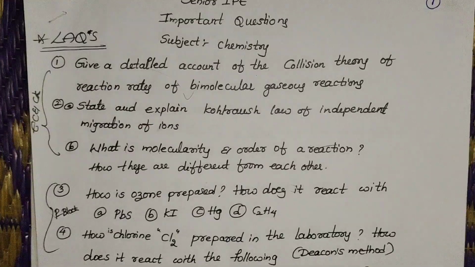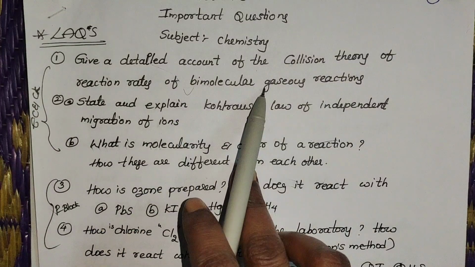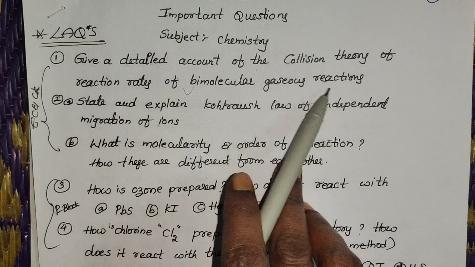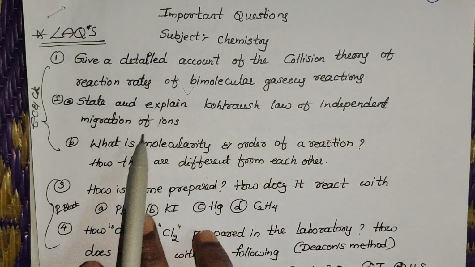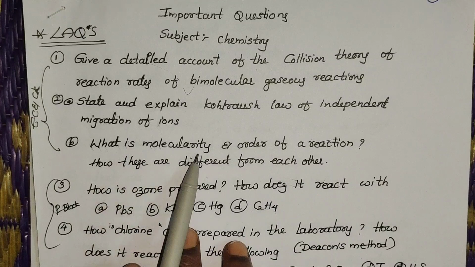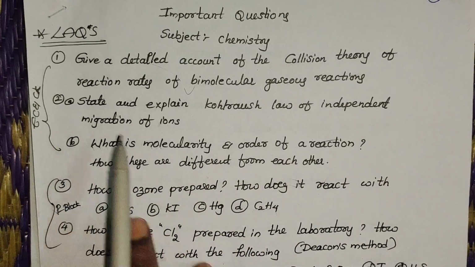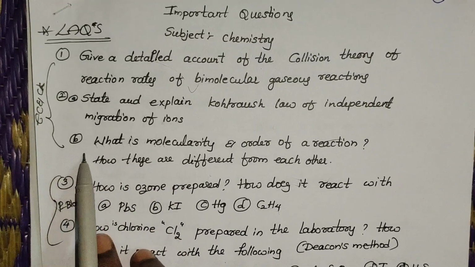Once you check it, LAQs, check this. Give a detailed account of collision theory of reaction rates of bimolecular gaseous reactions. State and explain Kohlrausch law of independent migration of ions. What is molecularity and order of reaction? How are these different from each other? These 3 are very important questions from electrochemistry and chemical kinetics.